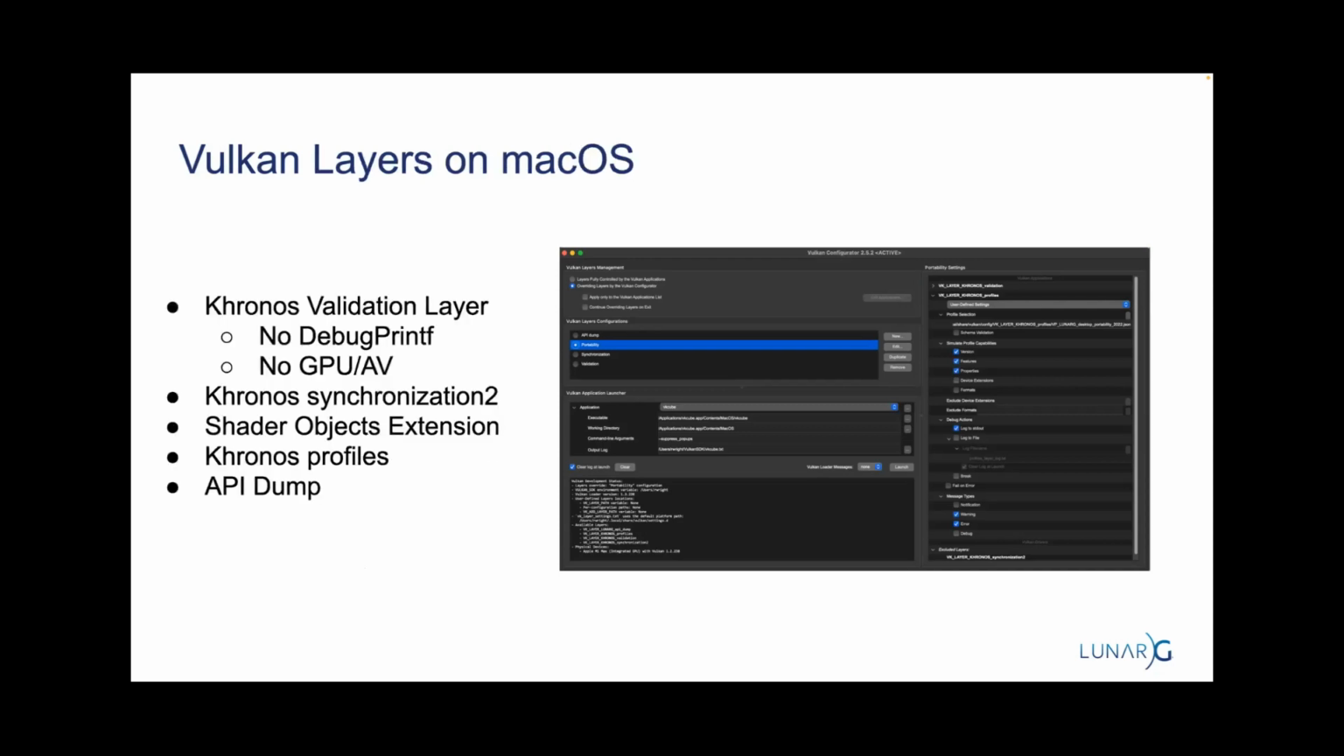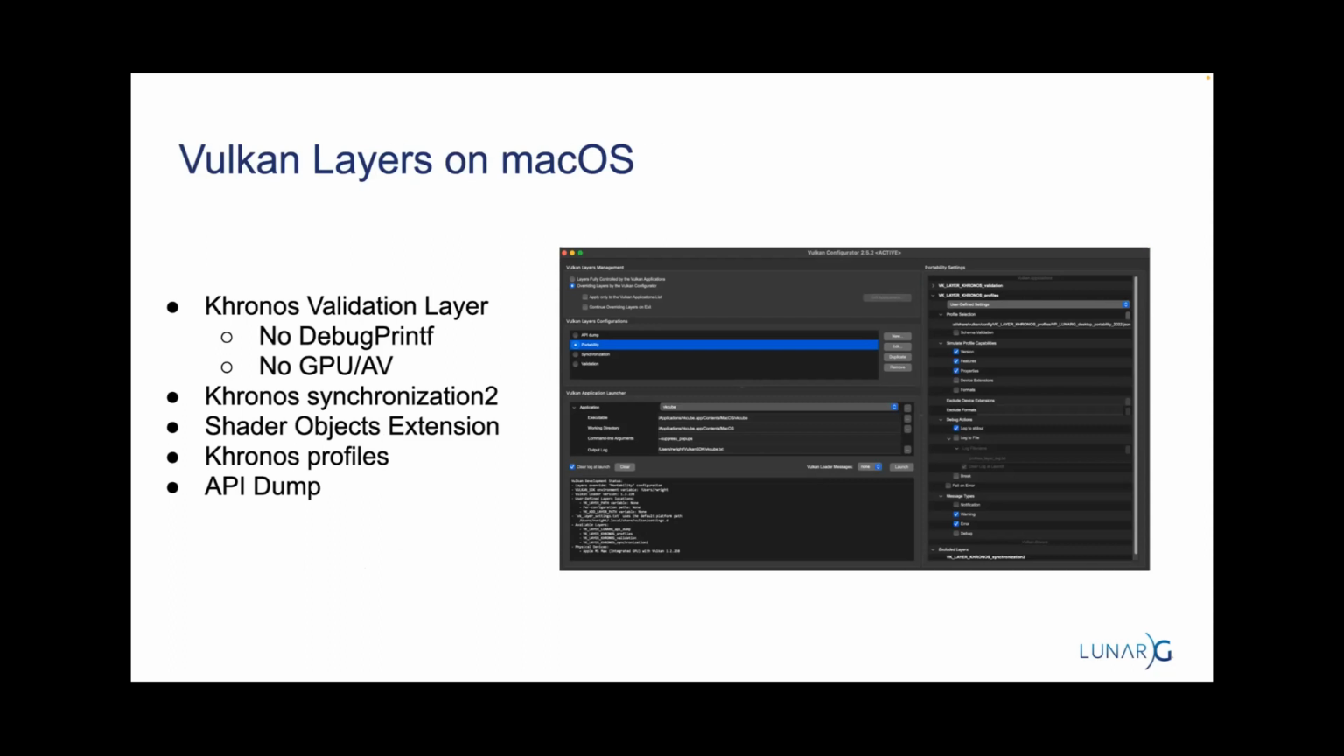We don't have debug printf and GPU assisted validation. We're working on that. There's some things we need. There's some holes in Metal that we might need to work on. But by and large, the Khronos validation layer does work.